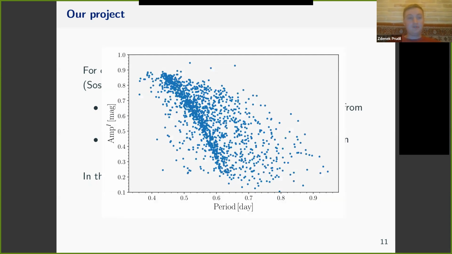This is their distribution in a period amplitude diagram. They roughly cover all of the periods and amplitudes in a semi-homogeneous way. Of course, we have the main Osterhoff-1 sequence here, but we are covering also the long period LRS stars.